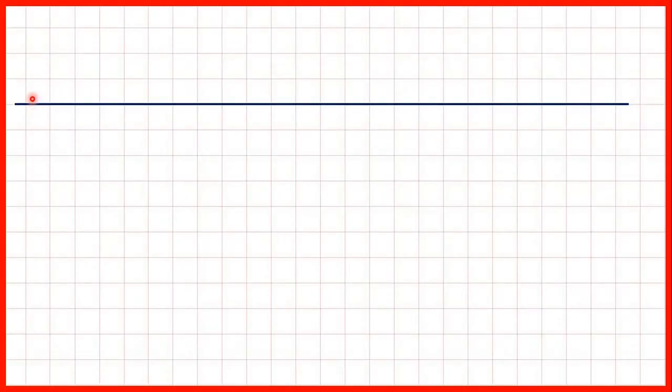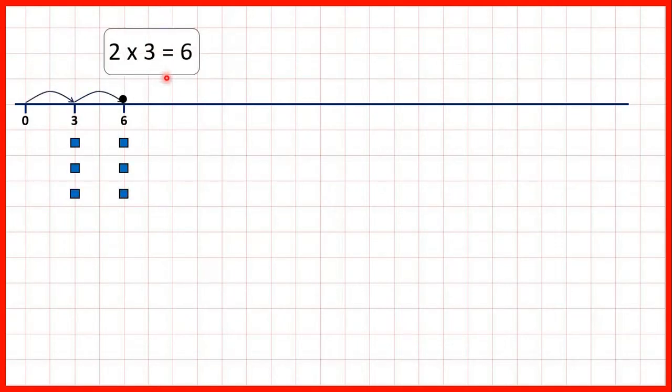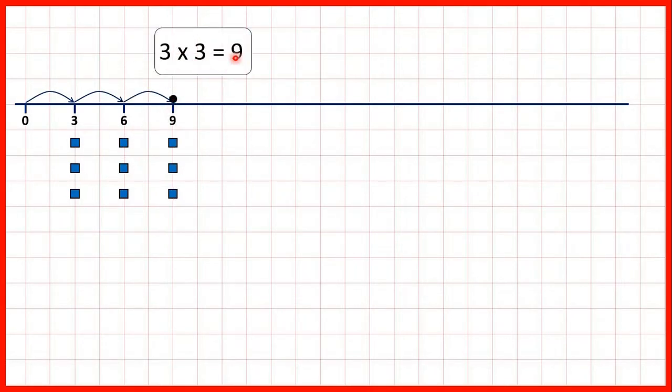Now let's learn our 3 times table. 0 times 3 is 0. 1 times 3 is 3. 2 times 3 is 6, because if we have 2 groups of 3 counters, we have 6 counters altogether. 3 times 3 is 9, because if we have 3 groups of 3, we have 9 altogether.